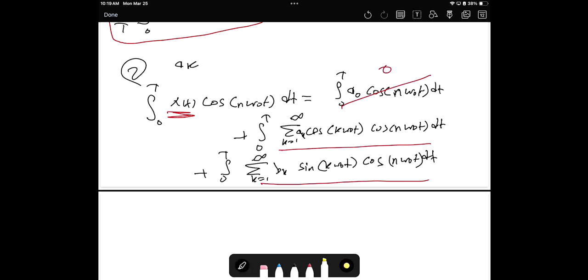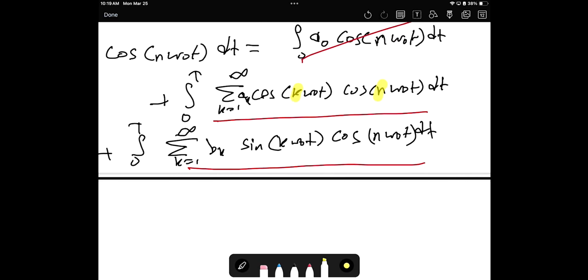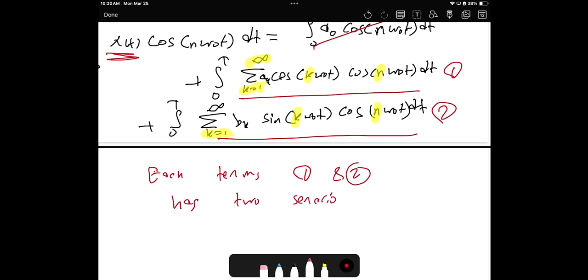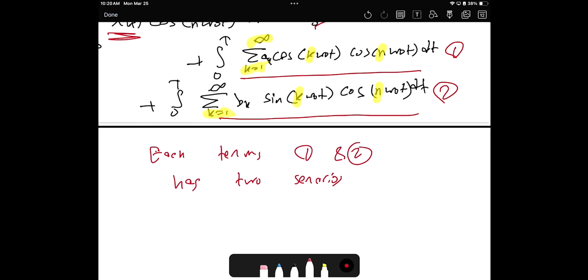Especially, we have some challenges. We have k and n, and here k can be changed. It's an infinite series. So in other words, we can look at each term. I can call this term 1, and here's term 2. Each of terms 1 and 2 has two scenarios. What are these two scenarios? The first scenario, A, when k equals n. Scenario B, when k does not equal n.